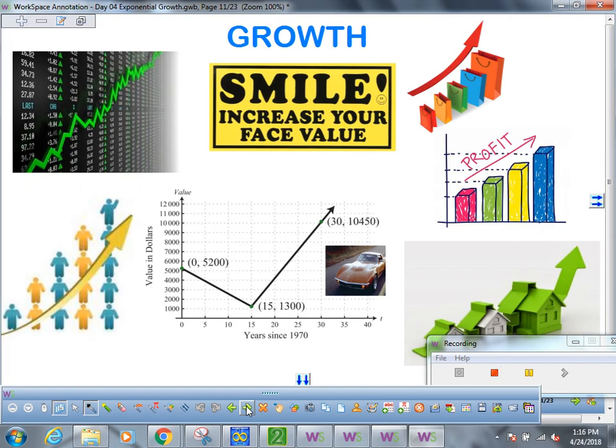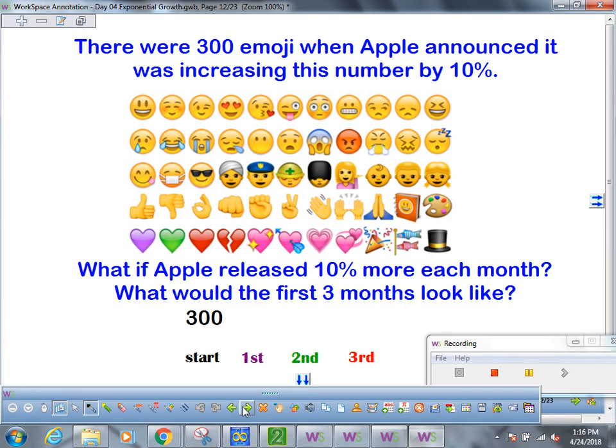Now let's talk about growth. All right, so there were 300 emoji when Apple announced it was increasing this number by 10%. What if Apple released 10% more each month? What would the first 3 months look like? Talk with your table partners. Tell me how many emojis we'd have in the 3rd month.